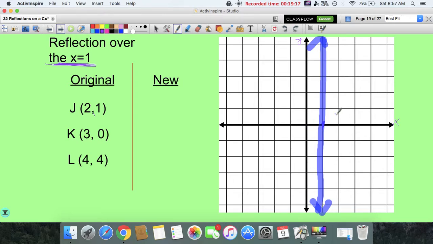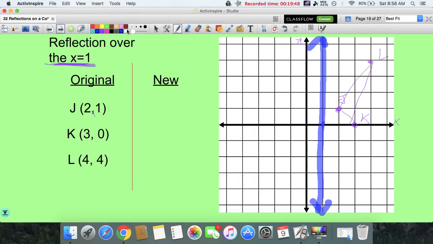2 and 1, J. 2 over, 1 over. So this is J. K is 3 and 0, which is right here. And L is 4 and 4. 1, 2, 3, 4. 1, 2, 3, 4. Here's L. Make that triangle. Now, our mirror is not the y-axis and it's not the x-axis. It's this line here, this highlighted line. But like this is x equals 1. So we're going to reflect it over x equals 1.